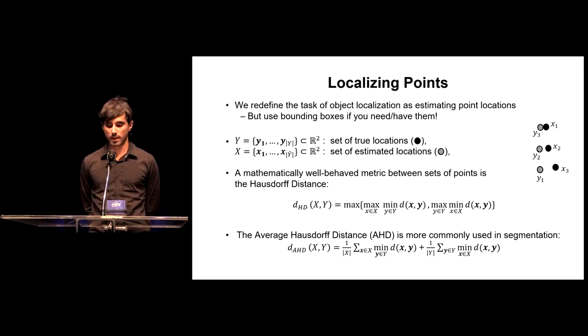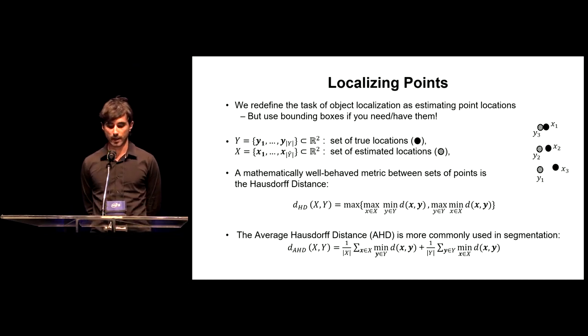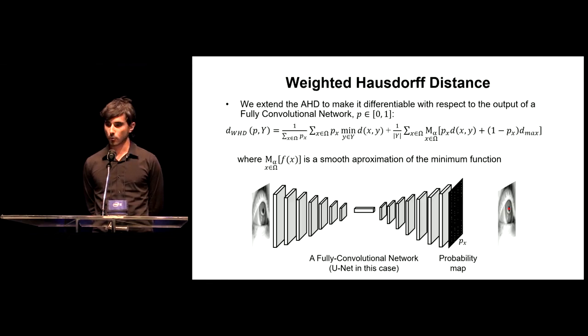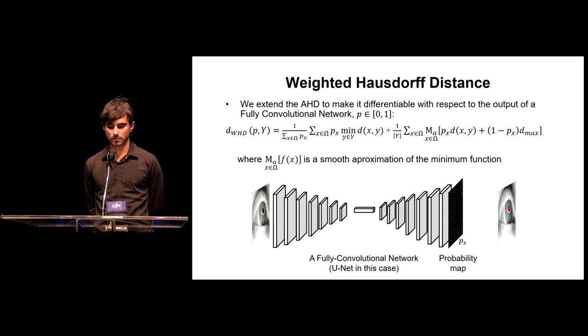So people use the average Hausdorff distance, which mitigates this by replacing the maxima with averages. So ideally, we would like to use this AHD to both evaluate and train our models. The problem is that CNNs don't return X in a differentiable manner, so we cannot use backpropagation right away. What we do is modify the average Hausdorff distance to make it differentiable by using the output of a fully convolutional network as its weights.